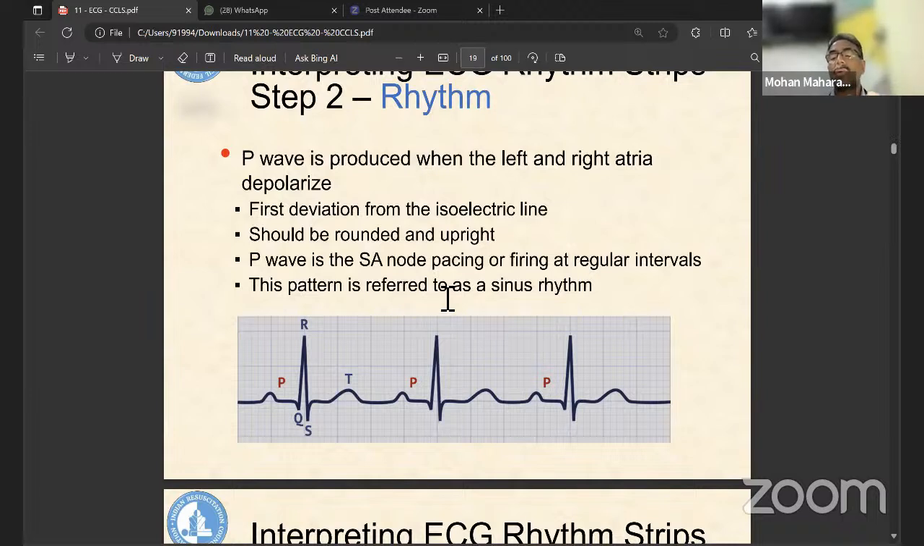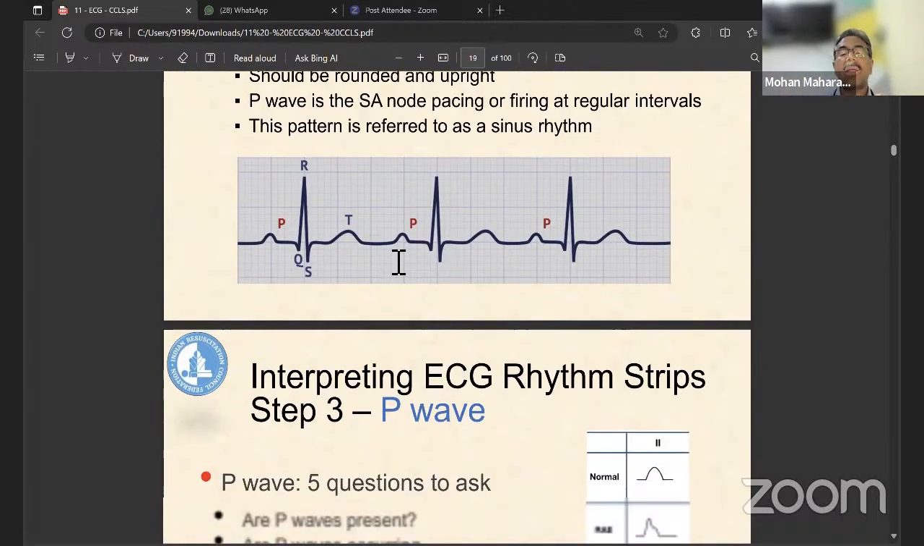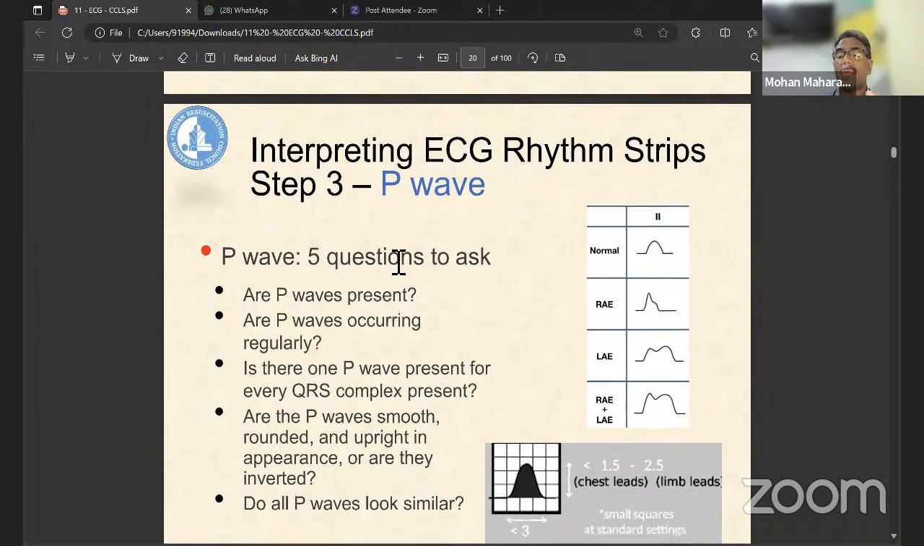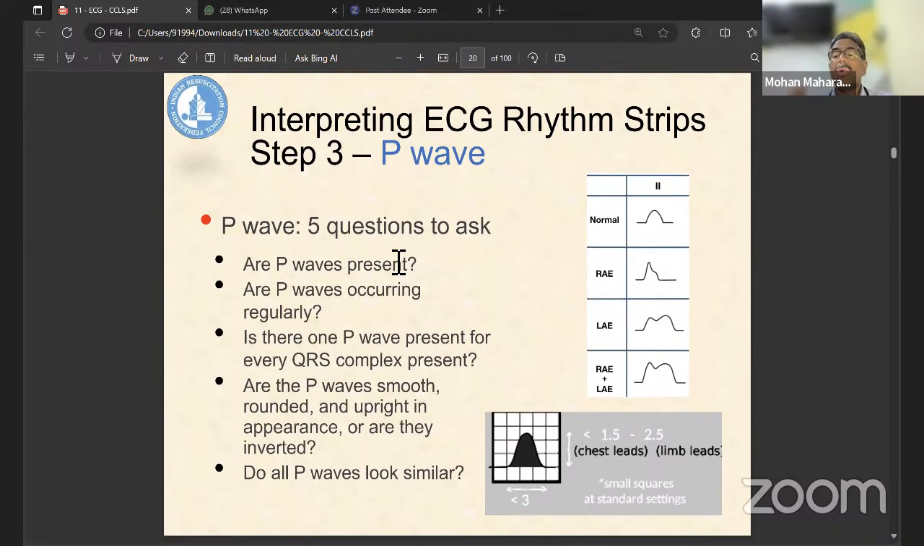So please understand, we talked about rate, now we talked about rhythm. In the rhythm, we looked into three things: the QRS and the R-R interval, and that the P wave precedes. That is a regular rhythm. Now in a P wave, what happens? Normally, as I told you, both atrial contraction is a P wave. Both atria contract simultaneously, suddenly, at one time, in one go. That means the P wave looks like this, upward and rounded.